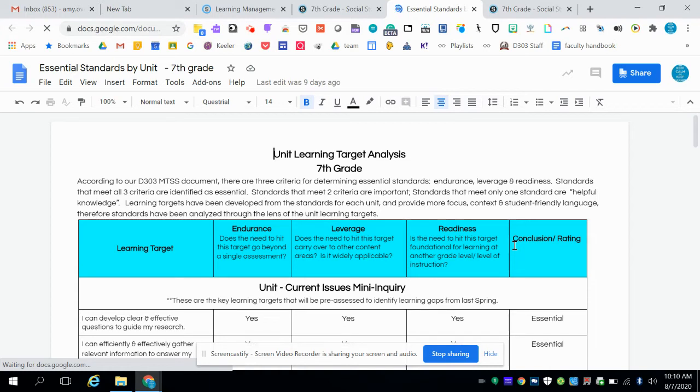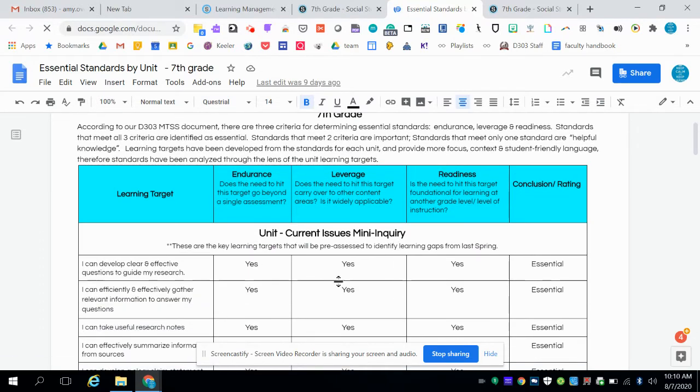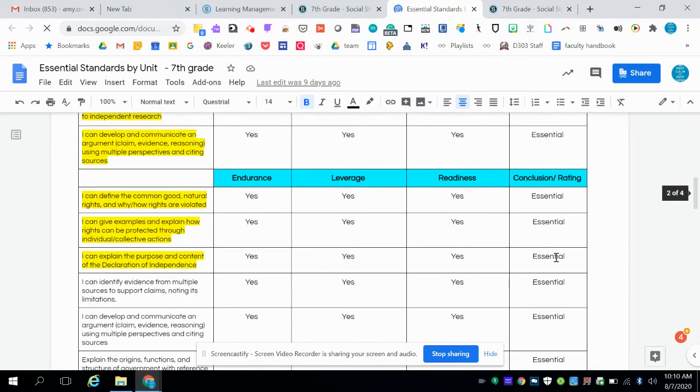One is essential, one is important. And then the third one, the district calls nice to know. Based on feedback, we kind of talked about maybe it's helpful background. So as we went through the learning targets, we classified them according to the 3 criteria and came to this conclusion rating at the end.